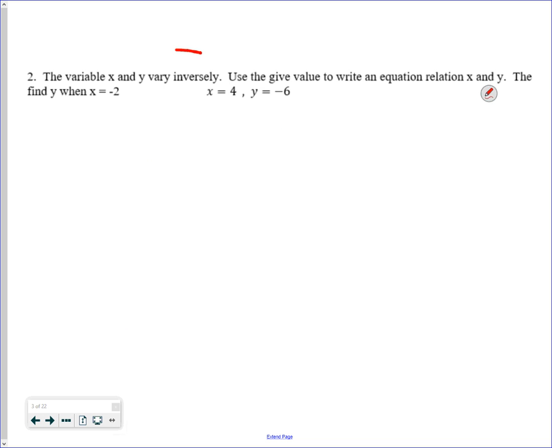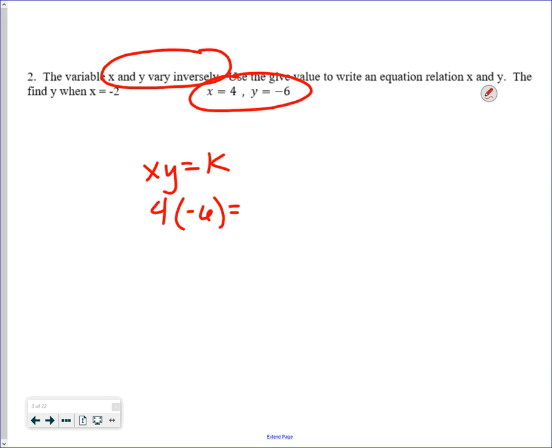Now they're telling you that x and y vary inversely. So you're talking about x times y equals k. And they wanted you to first write an equation using the equivalent values. So x is 4, y is negative 6. That makes k negative 24.